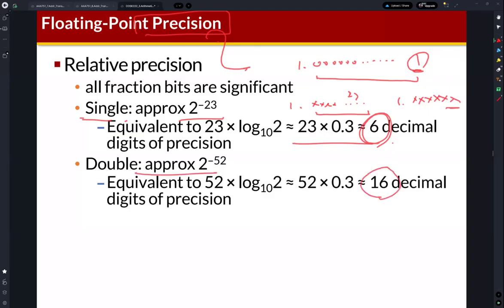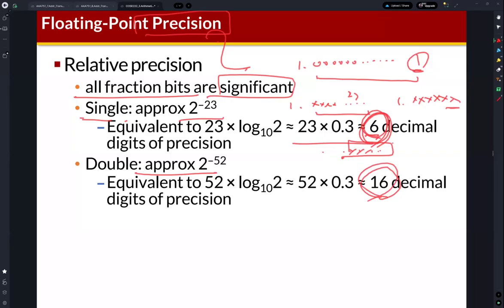The precision of double precision is equivalent to 16 decimal digits of precision, right? So it's just after the point, so actually it is equivalent to 6 digits. All fraction bits are significant, right? Which means only 6 decimal digits for single precision. And for double precision, it's equivalent to 16 decimal digits.